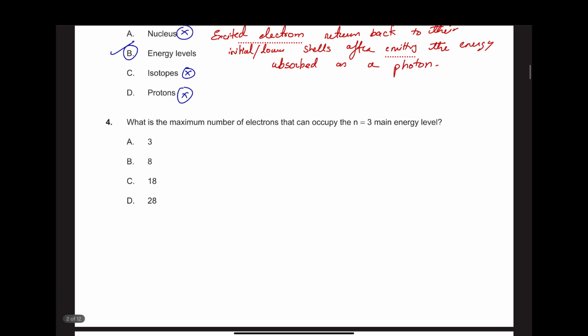Question 4. What's the maximum number of electrons that can occupy n equals 3? The maximum number of electrons is given by the formula 2n squared. Just replace n with 3, which gives you 18. Option C.